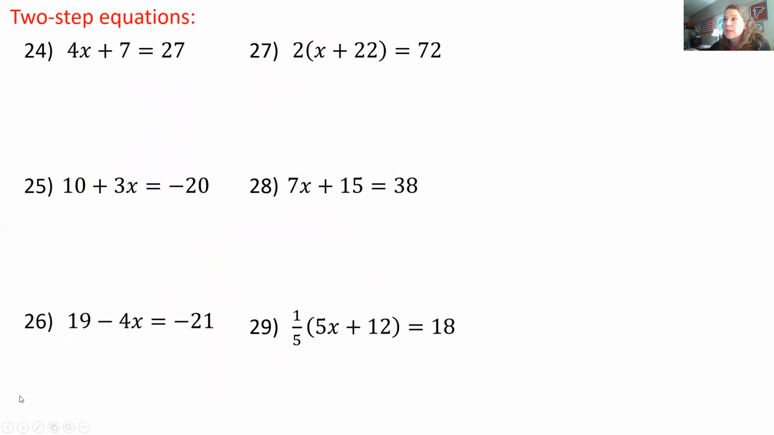All right, number 27. Now we're going to make it a little bit even more complicated, but you do one step at a time. So we want the parentheses to go away. So we're going to distribute the 2 first. So 2 times x is 2x. 2 times 22 is 44. And then we can put the rest of our problem.